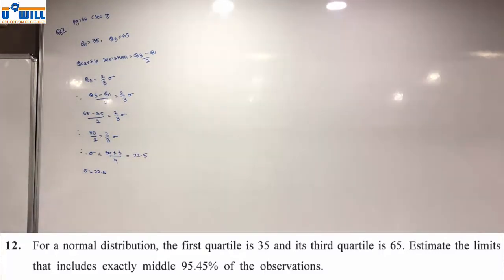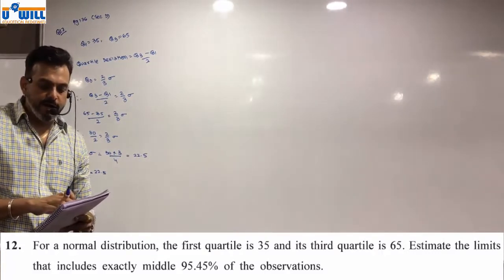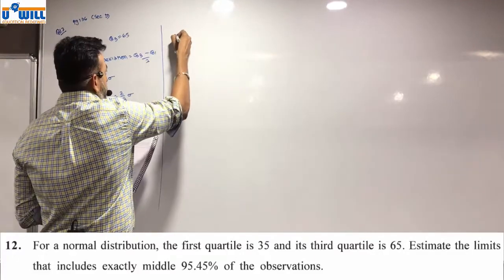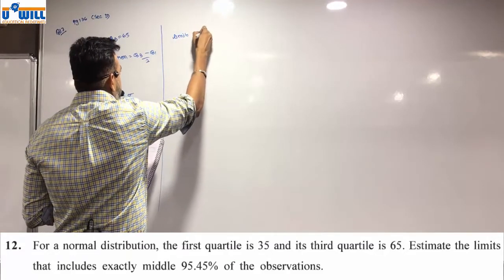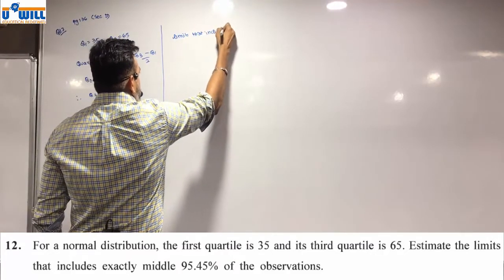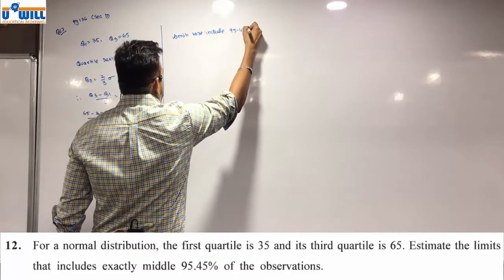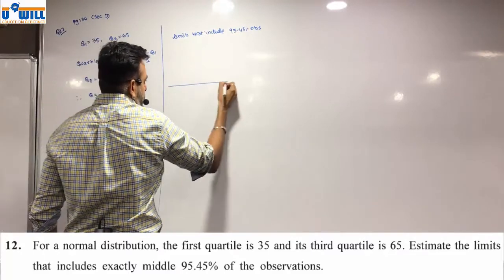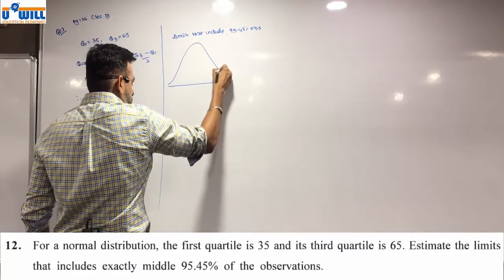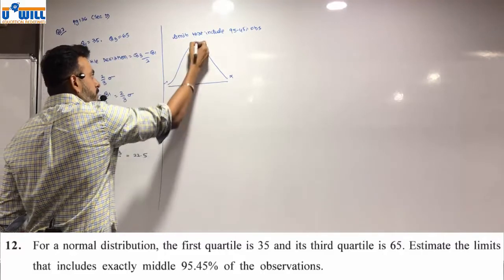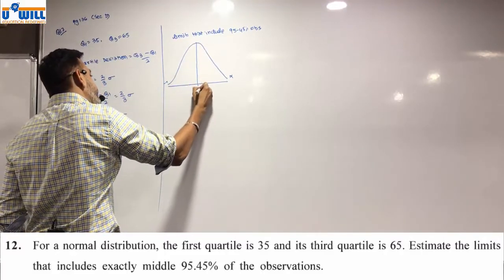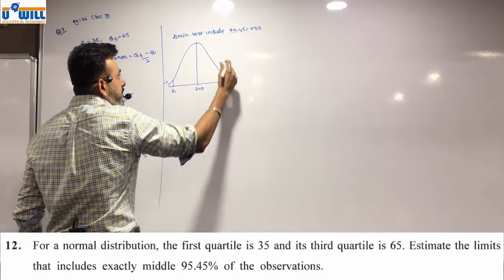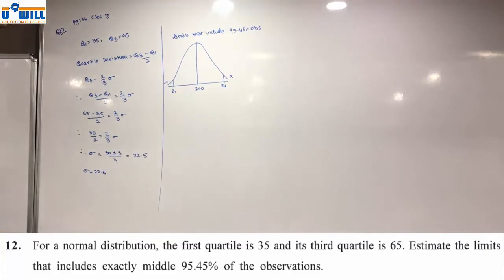Now what we have to find out? We have to estimate the limit that includes exactly middle 95.45% of the observation. So we write limits that include 95.45% observation. Draw graph. Always it will help you to make the equations. Z is equal to 0, Z1 and Z2. It covers 95% of the area. So we shade this.